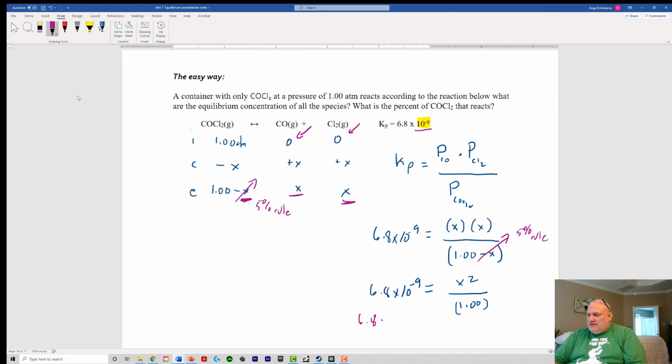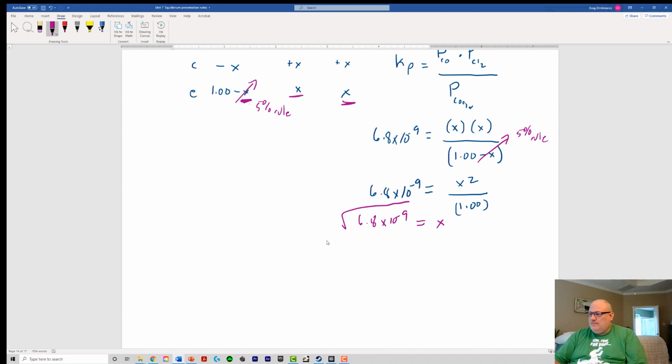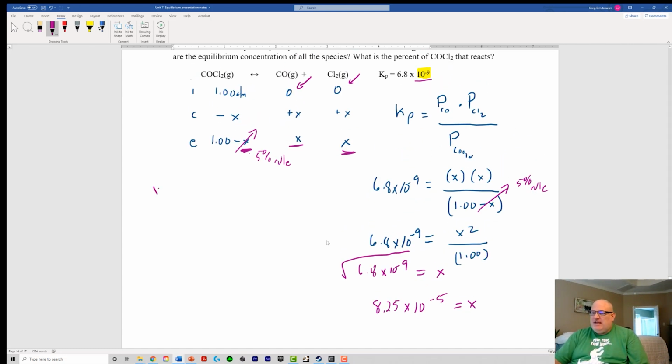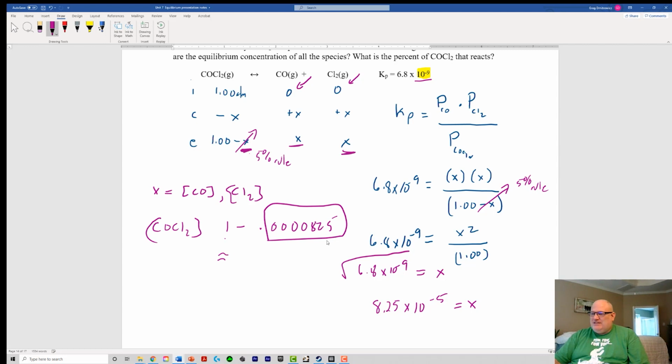When I solve 1 times this, wouldn't that be 6.8 times 10 to the negative 9 equals x squared? And if we want to solve for x by itself, we have to take the square root of both sides. In this case, our value is going to give us 8.25 times 10 to the negative 5 equals our x. If you take a look back, it matters what x means. Isn't our x equal to the concentration of CO and the concentration of Cl2 at equilibrium? And if we do the math, wouldn't our concentration of CoCl2 be 1 subtract 0.0000825? If you subtract this from 1, isn't this essentially going to give you just 1?